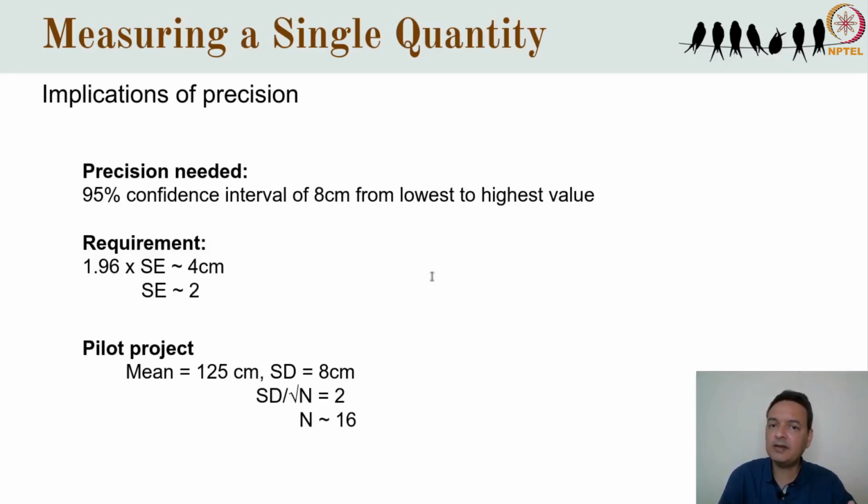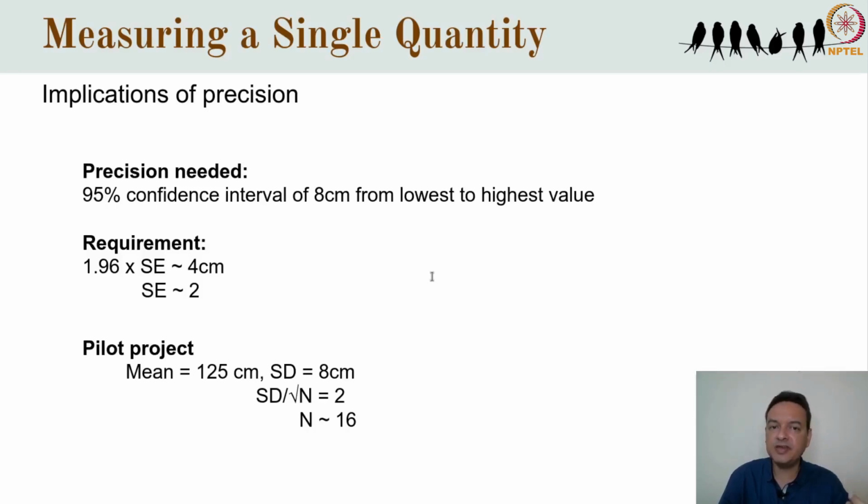By contrast, if I were fine with a 95% confidence interval spanning a range of 8 centimeters, then my sample size would only need to be around 16. So now you know the answer to that eternal question, what sample size should I have? The answer is that it depends.